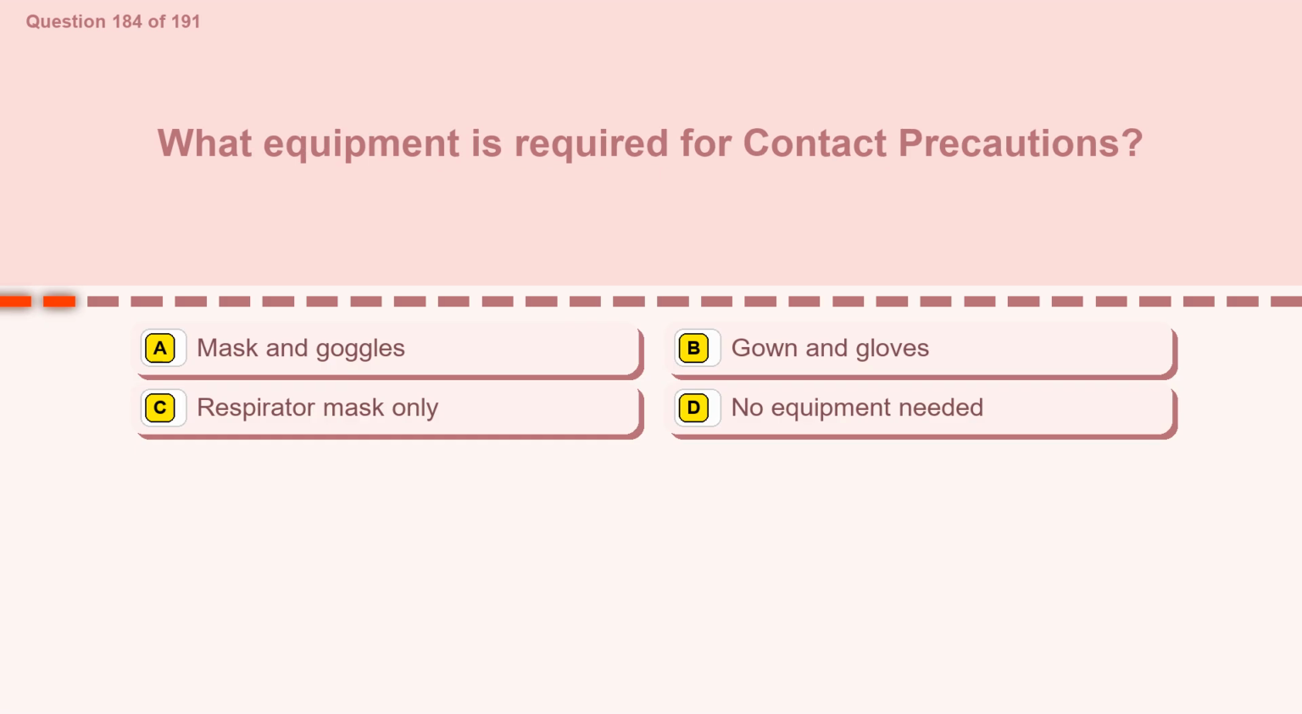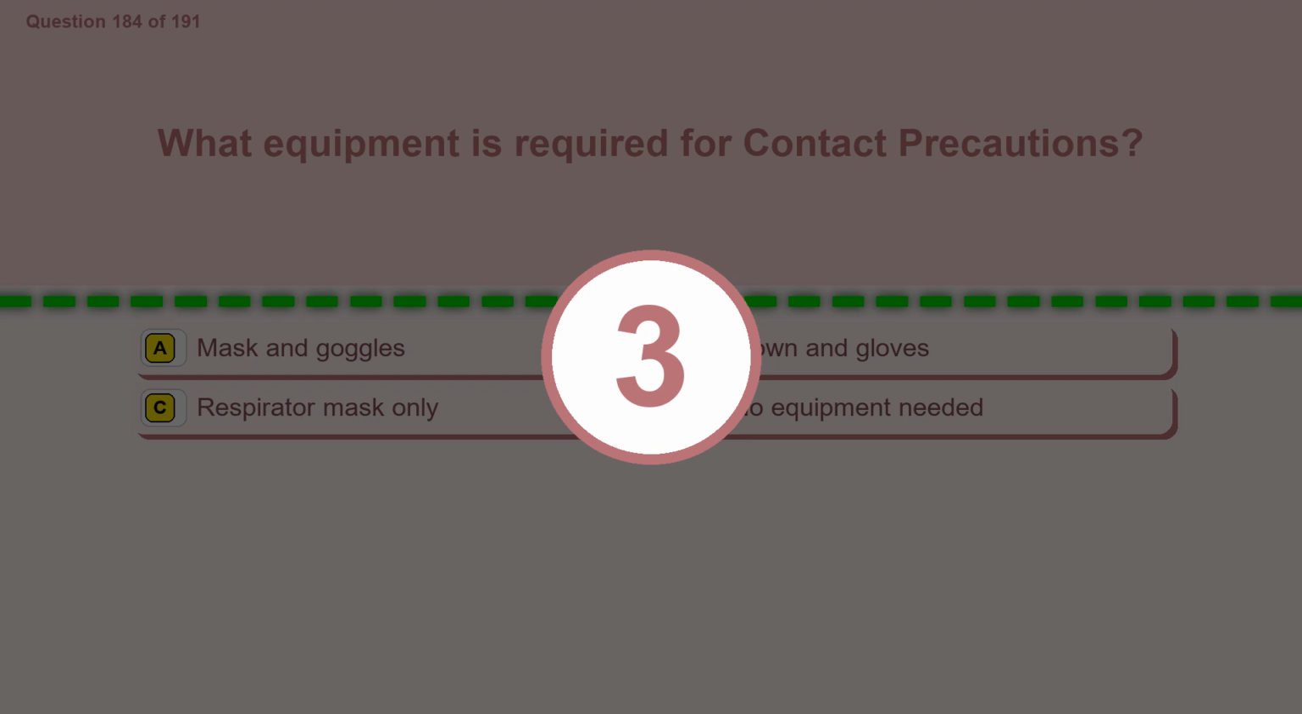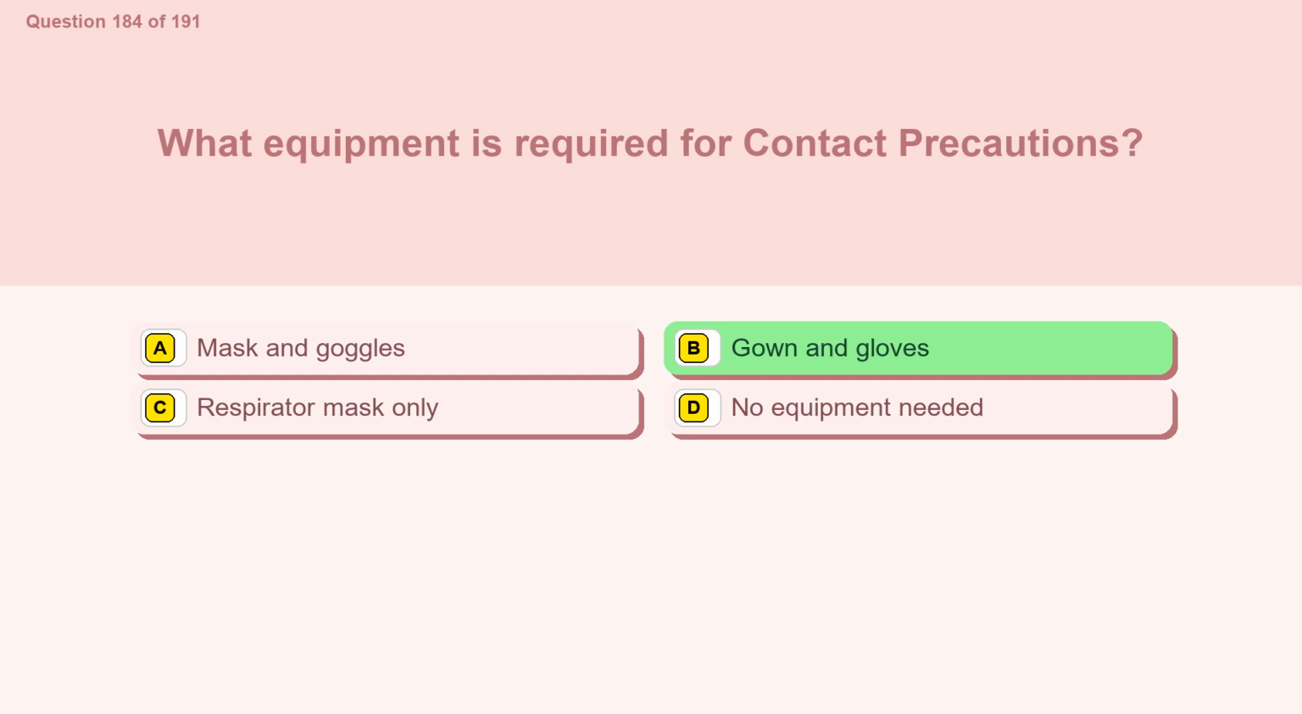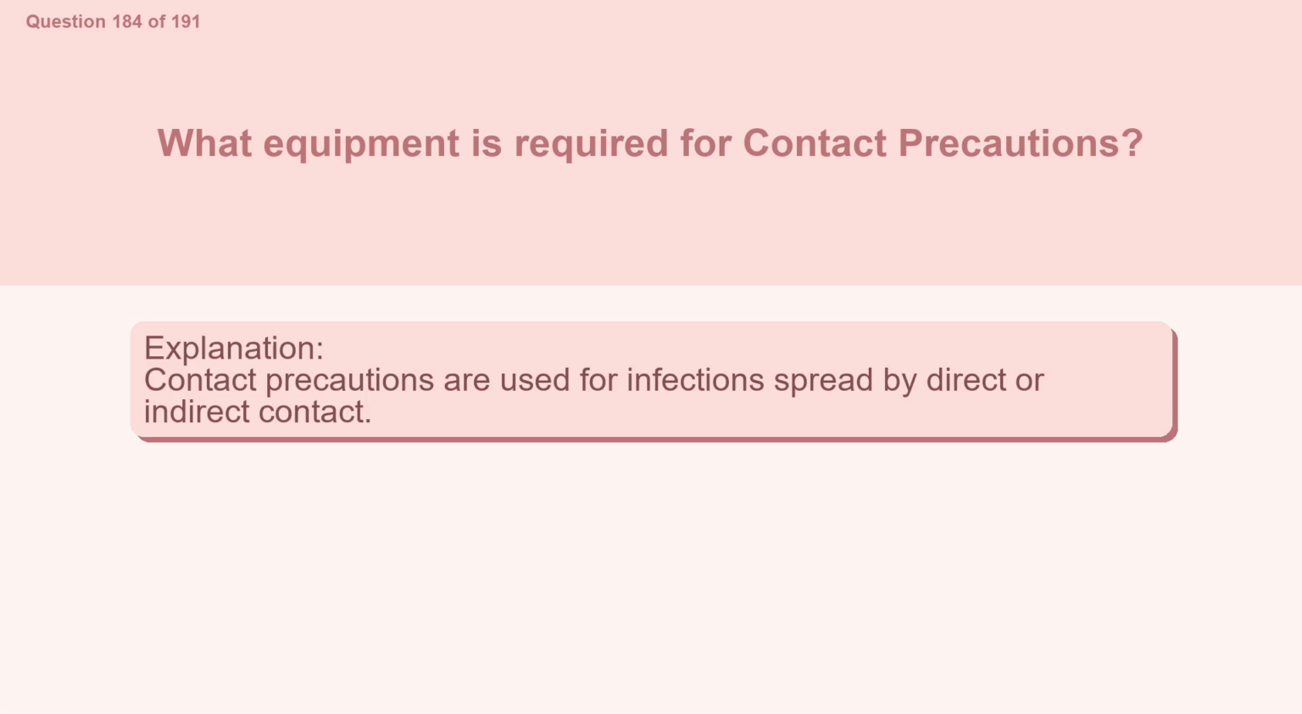Question 184. What equipment is required for contact precautions? Option A, mask and goggles. Option B, gown and gloves. Option C, respirator mask only. Option D, no equipment needed. The correct answer is option B, gown and gloves. Contact precautions are used for infection spread by direct or indirect contact.